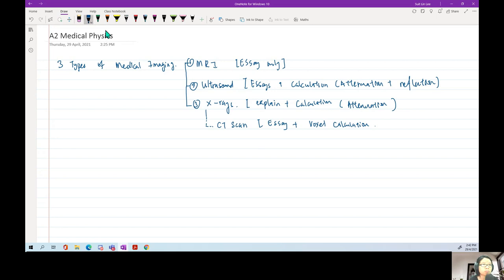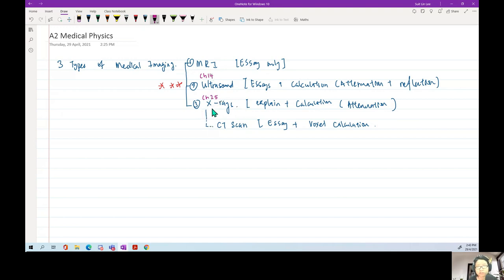In order of popularity, ultrasound is the most popular because it's a standalone topic in the syllabus. So you have to think about the perspective of setting past year paper. When we set a paper, we want to be able to cover as many chapters as possible. So this is chapter 14 and chapter 14 alone. Most of the time they will ask a lot of ultrasound. X-ray is one of the subtopics in chapter 25. This is chapter 25. This is chapter 14.